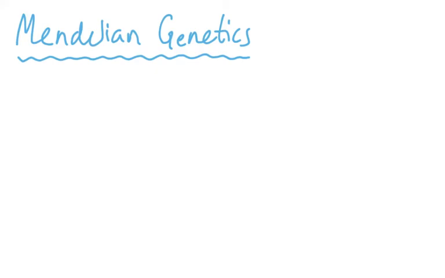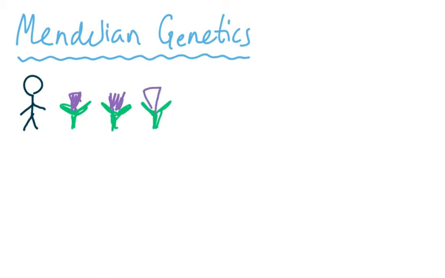We are going to talk about Mendelian genetics. So, Mendel was a monk, and he had a garden, and that's what he did. He tended to his garden, and in his garden were some pea plants. And some of them were purple, and some of them were white. And Mendel wondered why that was, and he decided to do some experiments.